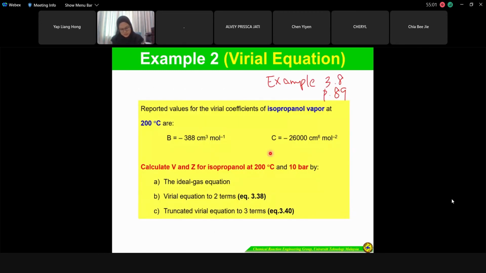All right, example. This is the same example as your textbook, example 3.8, page 89. Reported values for the virial coefficients of isopropanol vapor at 200 degrees C are B equals negative 388 cubic centimeters per mole, and C is negative 26000 centimeter to the power 6 per mole squared. So calculate V and Z for isopropanol at 200 degrees C and 10 bar by the ideal gas equation, the virial equation truncated to two terms, and the virial equation truncated to three terms.